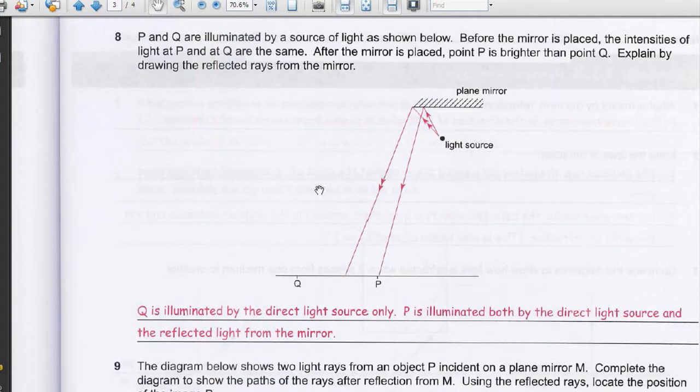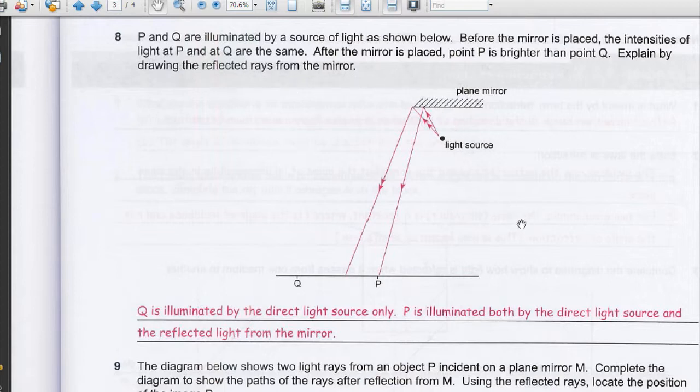Now for question 8. P and Q are 2 points on the ground illuminated by a source of light as shown below. Before the mirror is placed, the intensities of light at P and Q are the same. After the mirror is placed, point P is brighter than point Q. Explain by drawing the reflected rays from the mirror.